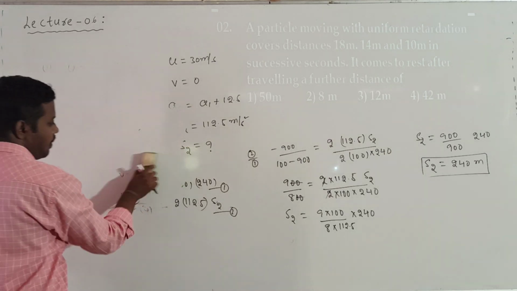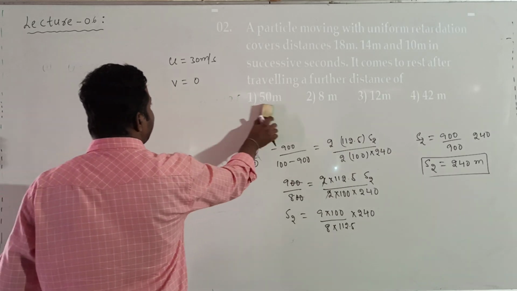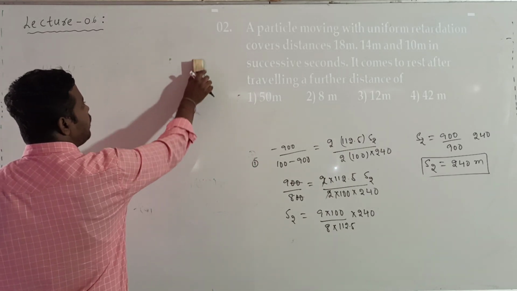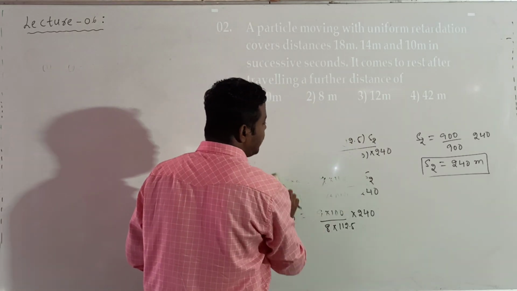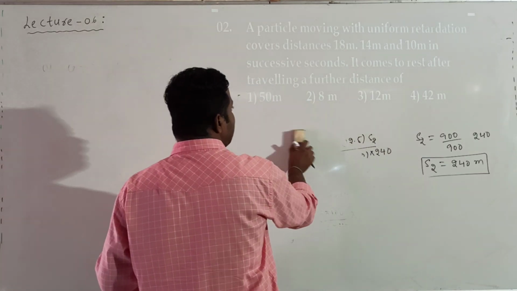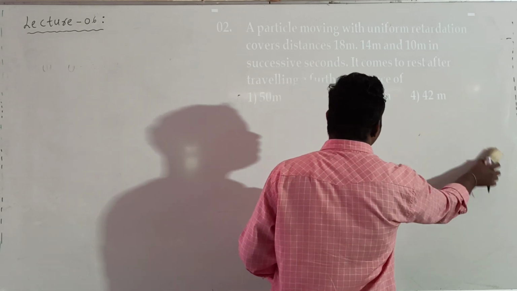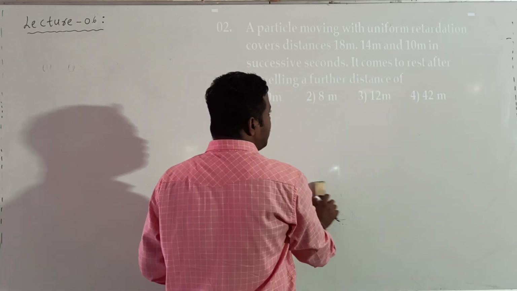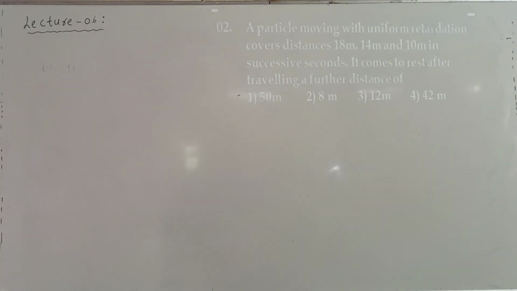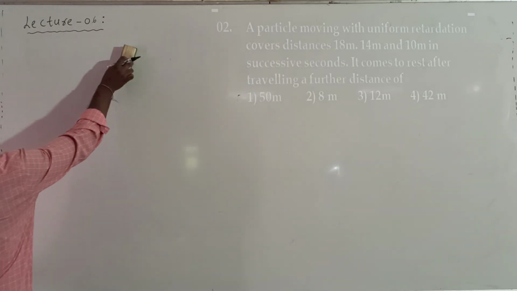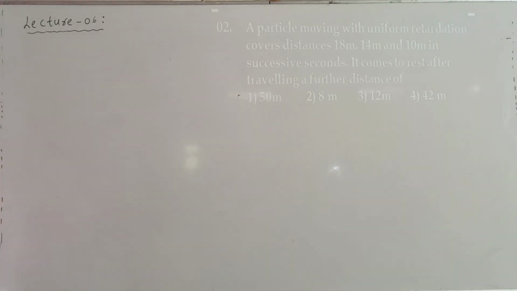Second question. A particle moving with uniform retardation covers distances of 18 meters, 14 meters and 10 meters in successive seconds. Then it comes to rest after traveling how much distance? The particle is executing which motion? Uniformly retarded motion.